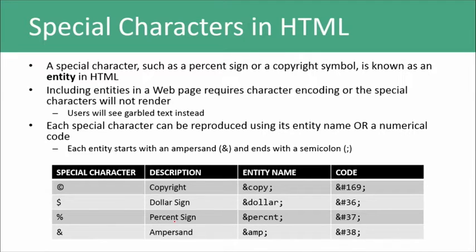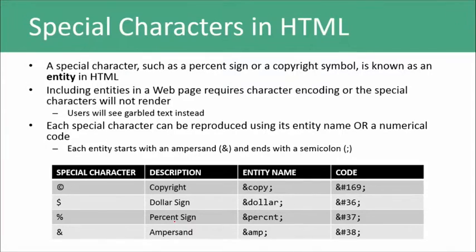HTML also allows us to use some special characters. These special characters are called entities, and they include things like percent signs, copyright symbols, all sorts of good stuff there. If we don't include things like entity names or special codes for these different entities, then they won't actually render on screen. Causes us some pretty big problems. Each special character is simply, once again, reproduced by its entity name or the number code, right?